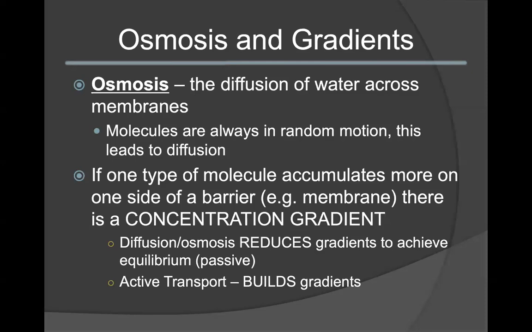We are now going to take a look at the concept of osmosis and how this differs with respect to different gradients that you can have. Osmosis refers to the diffusion of water across a membrane. Molecules are always in random motion, and this will lead to the diffusion of molecules. If a molecule accumulates more on one side of the barrier or membrane, this will create what is termed a concentration gradient. This will be important for allowing for osmosis to occur.